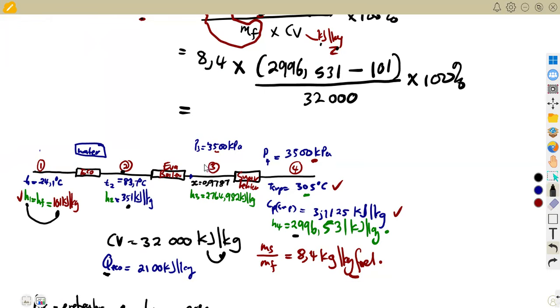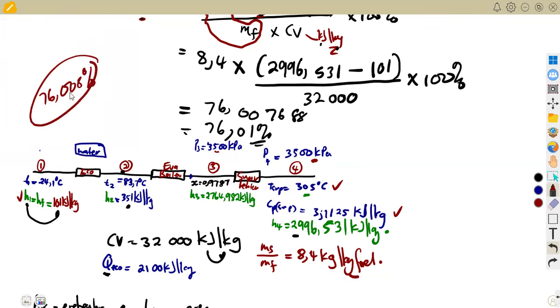So that was going to give us the thermal efficiency, which is 76.007688 and so on. So to 2 decimal places, as per the instruction of our question paper, it is going to be 76.01%. All right, but as for me, I've got something like 76.008 if you're using the 3 decimal place concept. But that was it, guys. So that's your thermal efficiency.